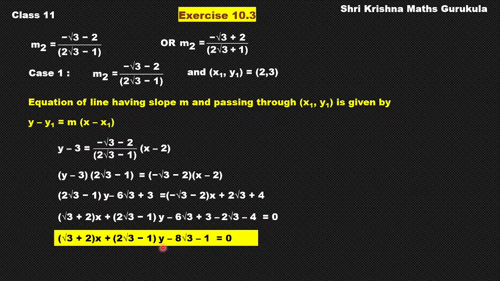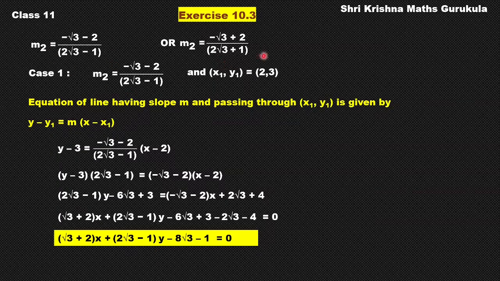So our equation, when the slope is minus root 3 minus 2 whole divided by 2 root 3 minus 1, will be root 3 plus 2 into x plus root 3 minus 1 into y minus 8 root 3 minus 1 equal to 0. Now you understood why I didn't multiply and open the bracket. It is to express in the general form. Clear? Okay.